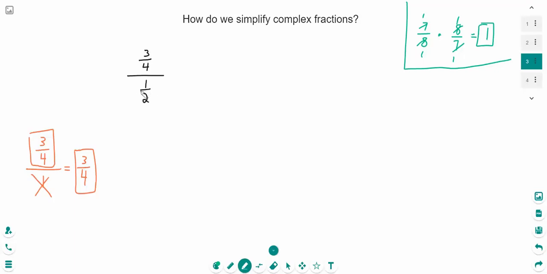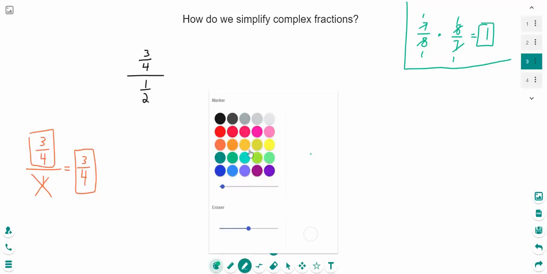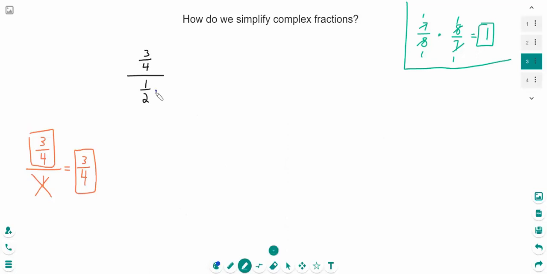So here, if our goal is to make this denominator into a 1, well, we have a tool to do that. And the tool is the inverse. So what's the inverse of 1/2? Well, the inverse of 1/2 is 2/1. So we're going to multiply this denominator by a 2/1. And if we do that, that's going to make this denominator equal to a 1, which is the goal.